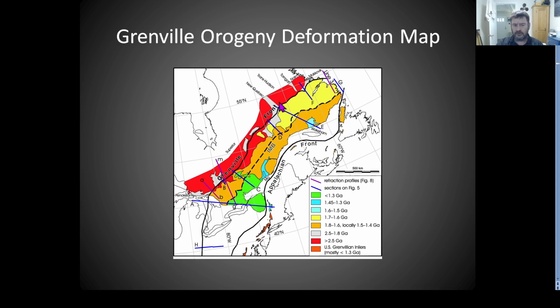A little more of the Grenville orogeny. This is a deformation map. Essentially, this is the main area that it occurred. This line right here basically represents how far back it was deformed. This is sort of the front. There may have been some deformation here, but right in here is where the main mountain building episode occurred.